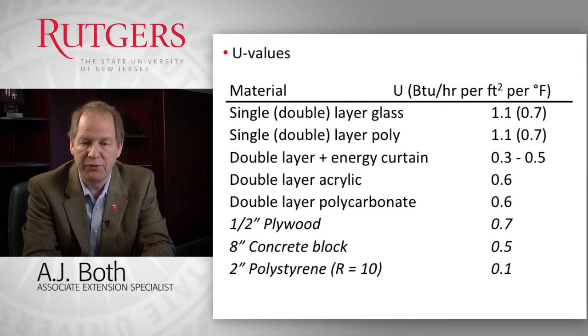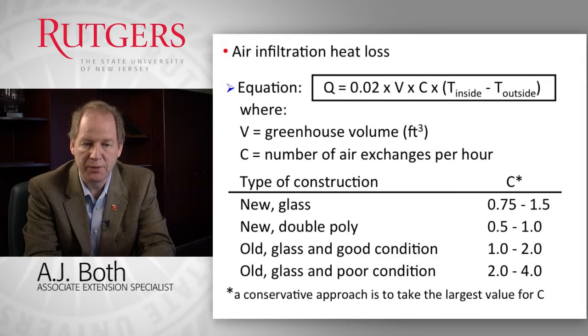So the next thing we need to figure out is the U value for the materials involved, and this table shows you several U values depending on the covering material, whether you have glass or plastic film, the polyethylene film, whether you use single layer or a double layer, whether you have an energy curtain installed, whether you use acrylic or polycarbonate. You can look up in this table what the U values are for these different materials and then use them in the equation to calculate the structural heat loss.